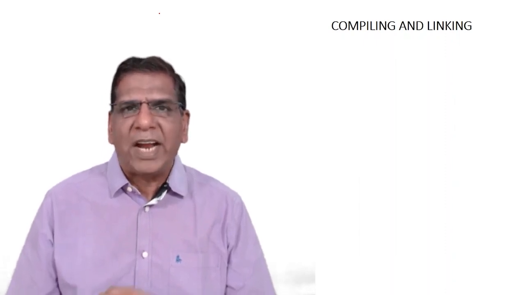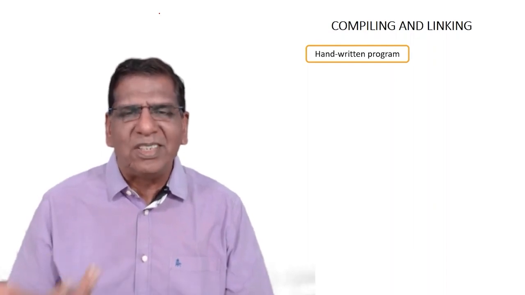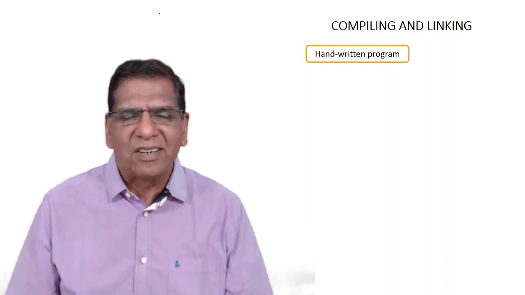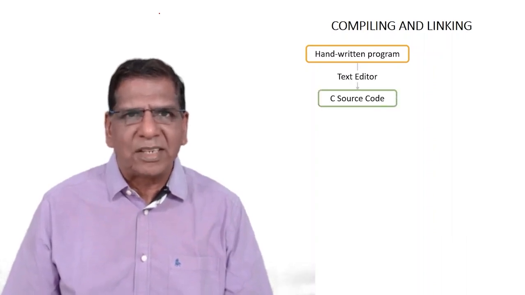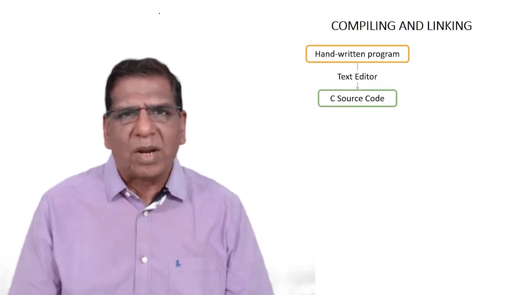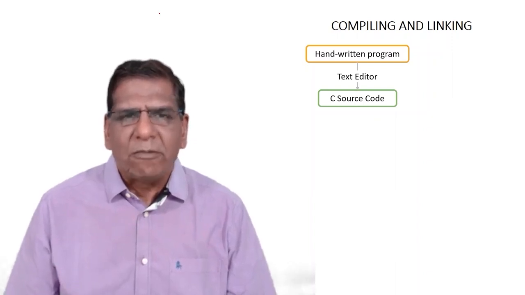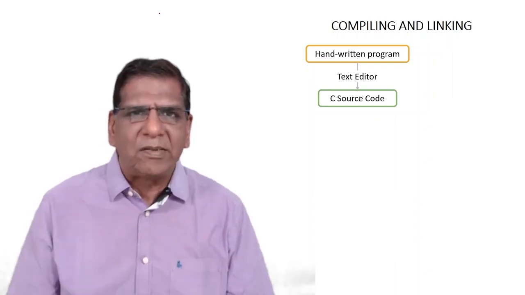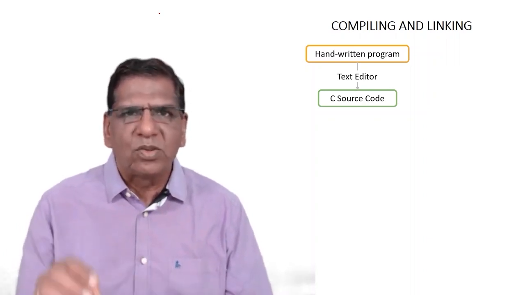Story always begins with a handwritten program. You always first write it on paper to see whether it's working on paper. Once that is there, then you start typing it in using some text editor, VS Code or Programmer's Notepad or whichever editor you might be using. Once the program has been typed and saved, there onwards it's known as C source code. Get used to this terminology.